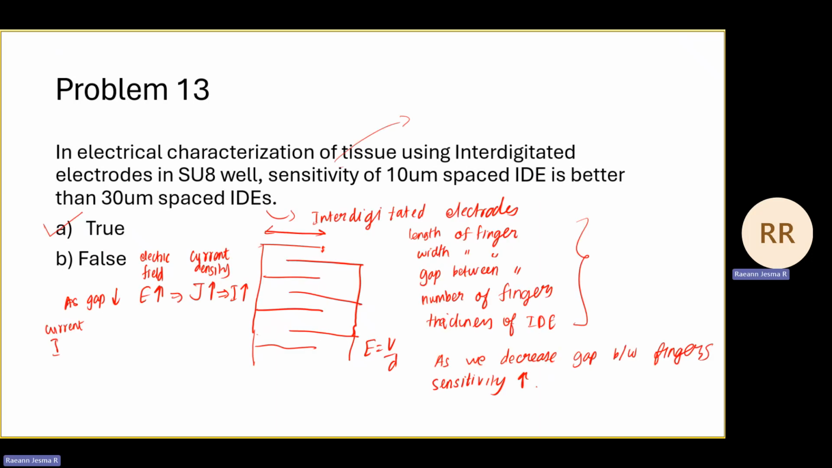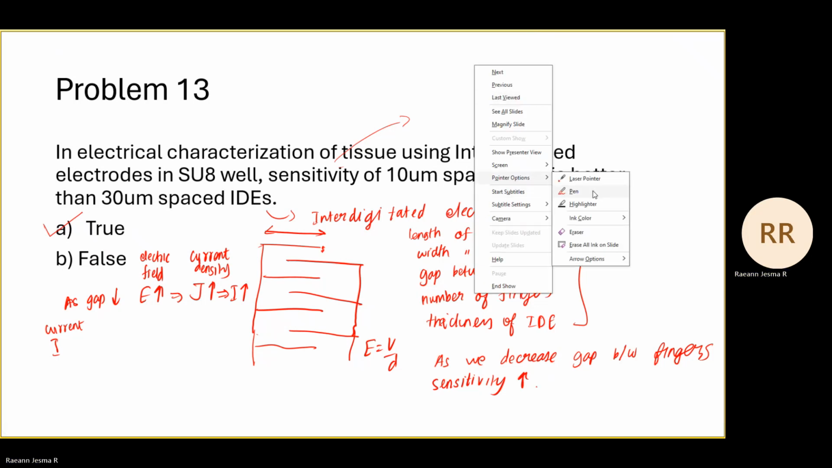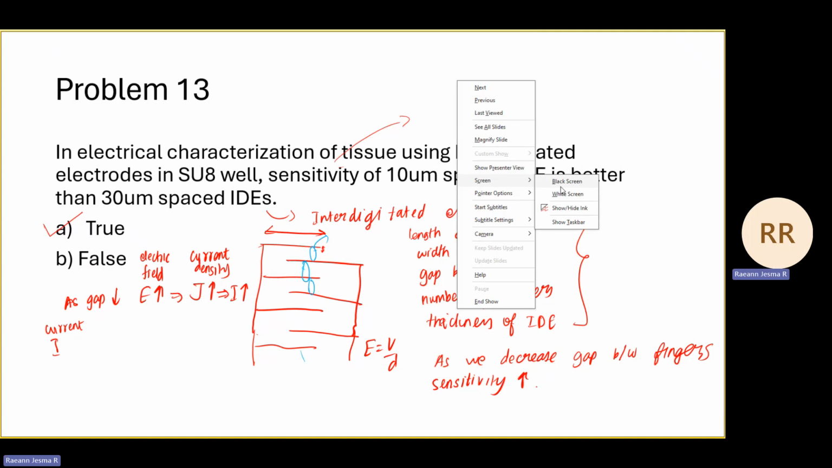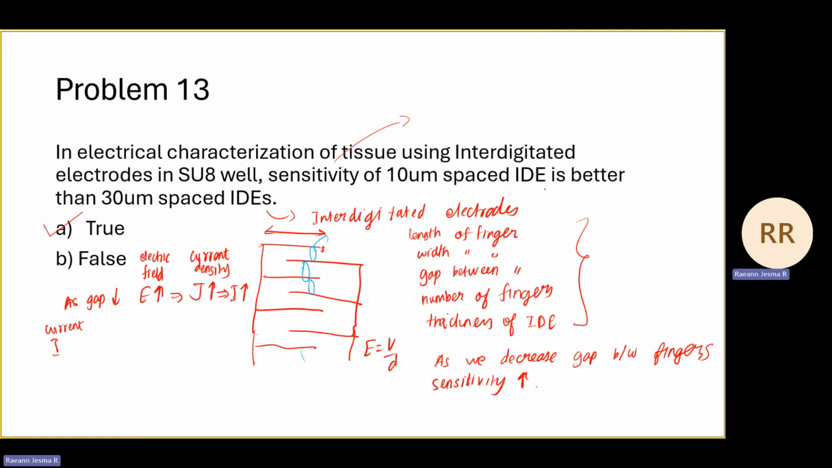And also, let's say if we have more number of fingers, then your sensitivity will also improve. Instead of having one array, if you're having more number of arrays, like this, these two pair of electrodes will form one sensor, these two pair of electrodes will form another sensor, and so on. So as you increase the number of pairs of sensors that you have, your sensitivity will also improve. That is another parameter which can be played with in order to improve the sensitivity of your interdigitated electrodes. Is this clear?